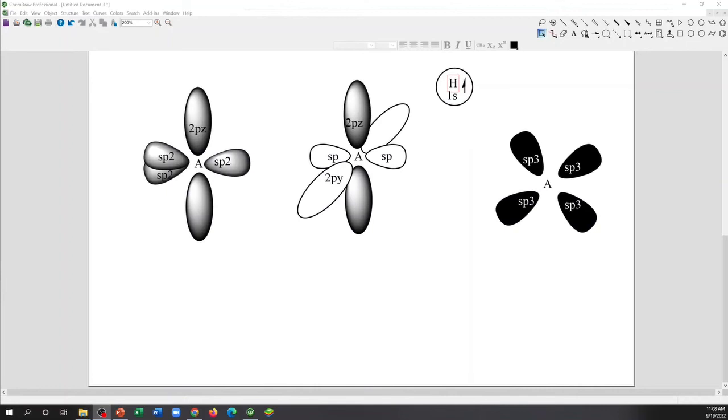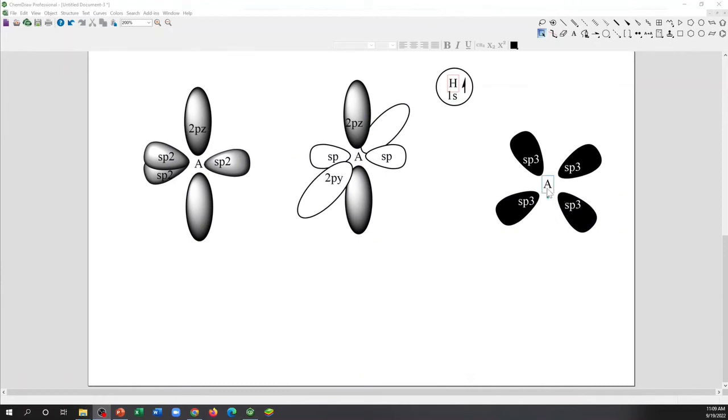Okay, so let's think about the four different types of atoms that we're going to encounter on a regular basis. Some atom A can be sp2 hybridized, which means it has three hybridized sp2 lobes and an unhybridized 2pz orbital. A different atom A could be sp hybridized, which means it has two hybridized sp orbitals and two unhybridized p orbitals, the 2pz and the 2py.